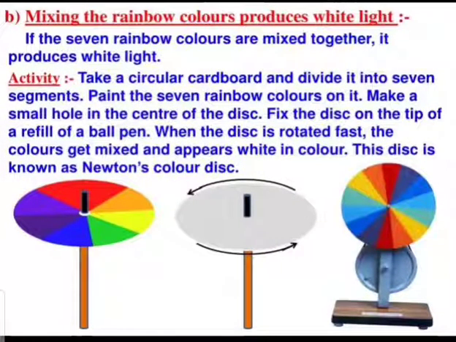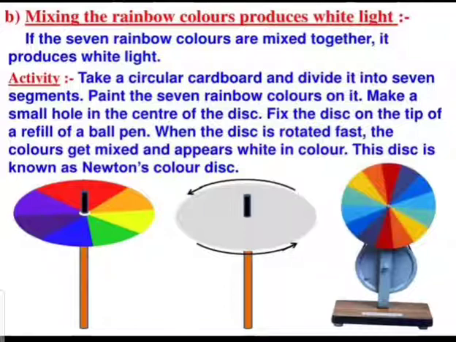Mixing the rainbow colors produces white light. As we know that white light splits into 7 colors. In the same way, if these 7 colors are combined back together, then they will produce white light. If the 7 rainbow colors are mixed together, it produces white light.